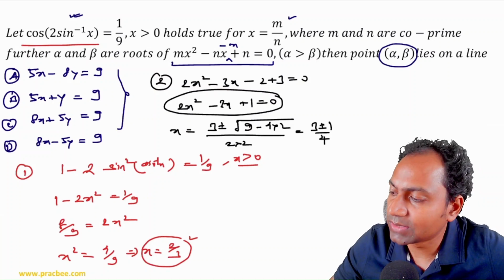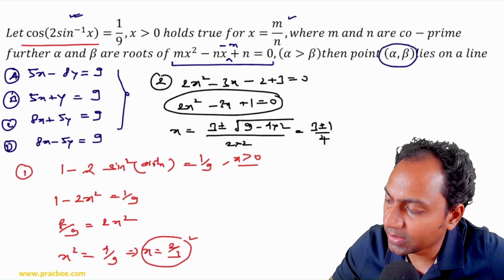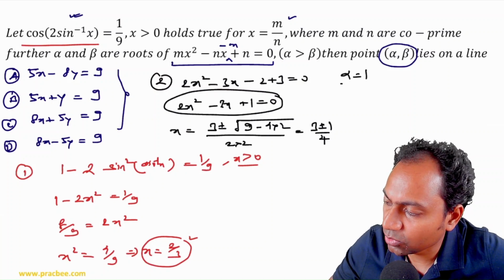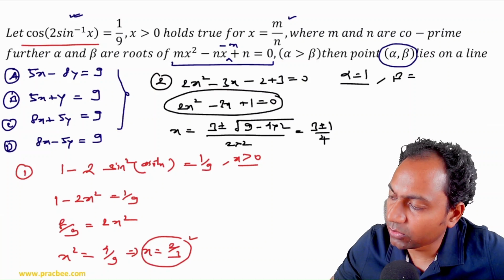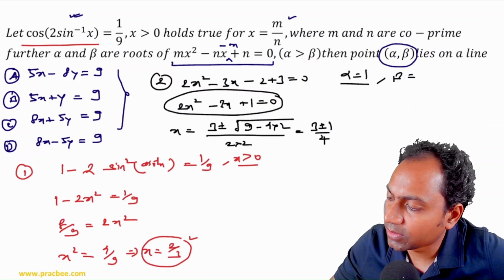Now from here you can see that there are two values that we are getting. The bigger one is alpha. So alpha comes out to be 1. And the value of beta comes out to be nothing but 1 by 2.